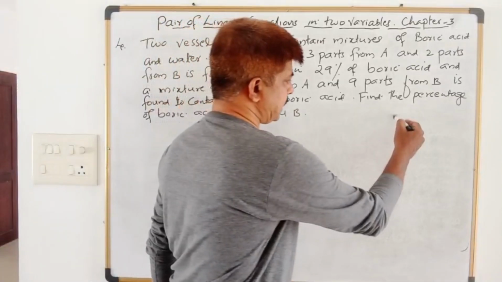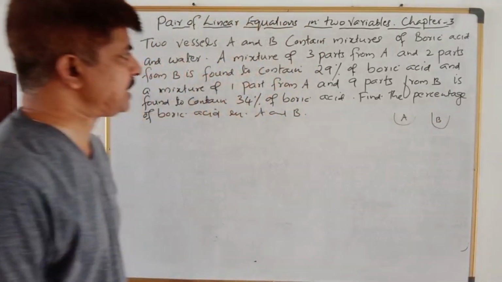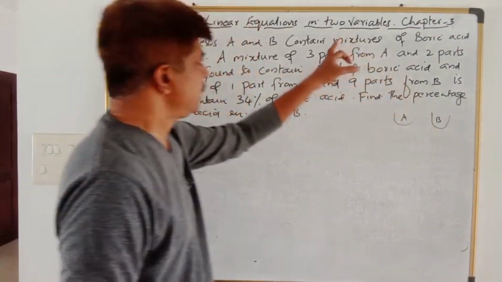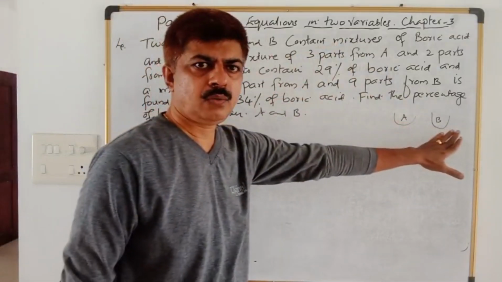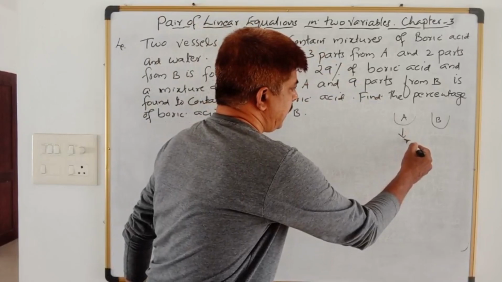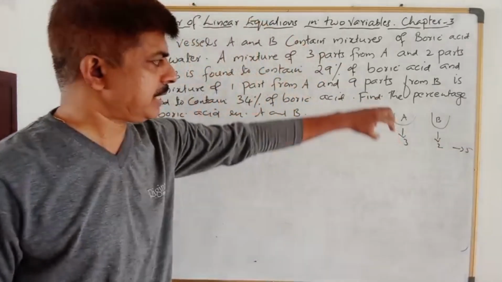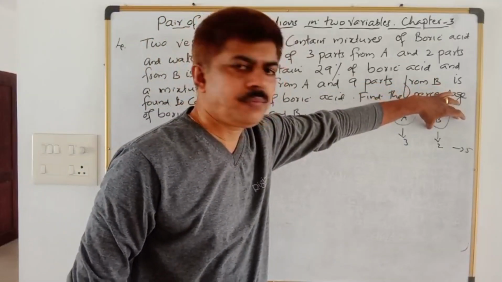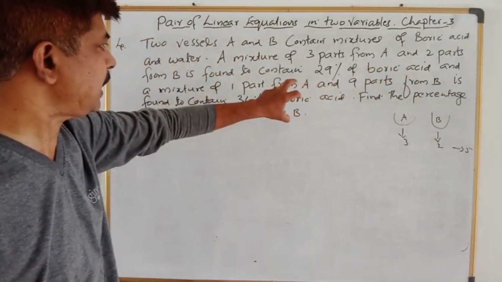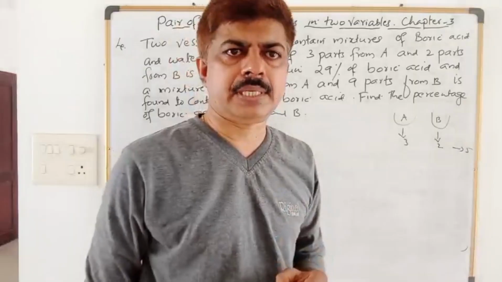So we have two vessels, vessel A and vessel B. This vessel contains a mixture of boric acid and water. Let us take a mixture of 3 parts from A and 2 parts from B. In total we have 5 parts. So we are taking 3 parts from A and 2 parts from B. When you take them together, the mixture is found to contain 29% of boric acid.